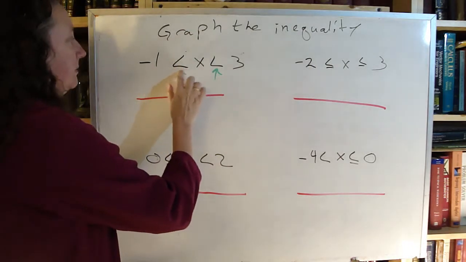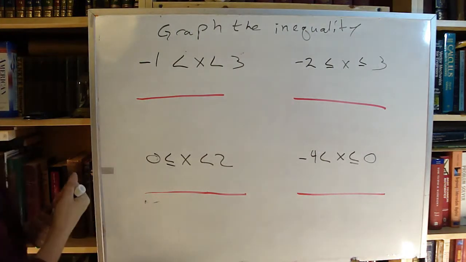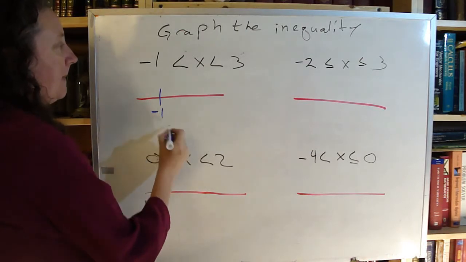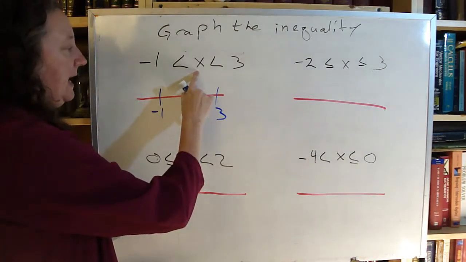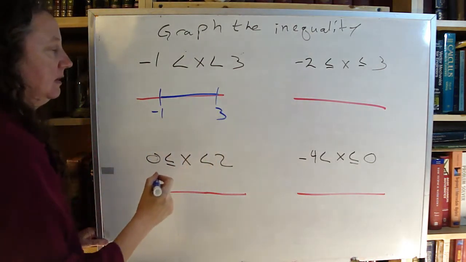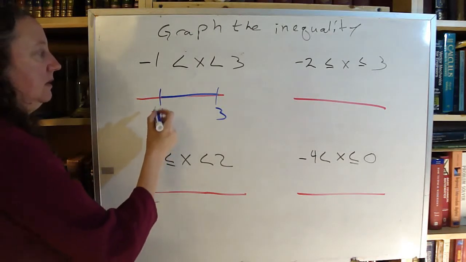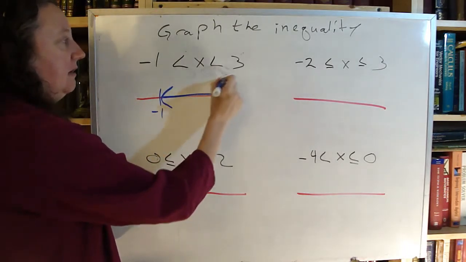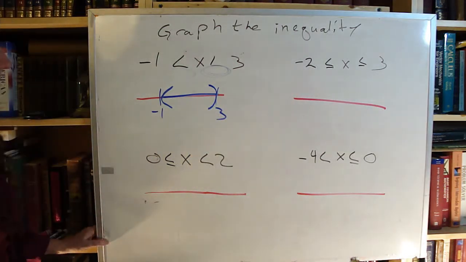So looking at this one, let's get rid of this. I have -1 on one side, and I have 3 on the other side. My x is in the middle of them, so this is going to go from one to the other. This does not have the equal to part on it, so this is going to be round parentheses. This also does not have the equal to part on it, so this is also going to be round parentheses.